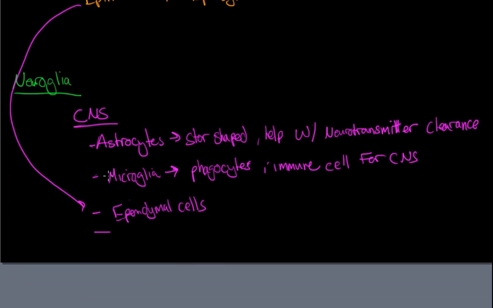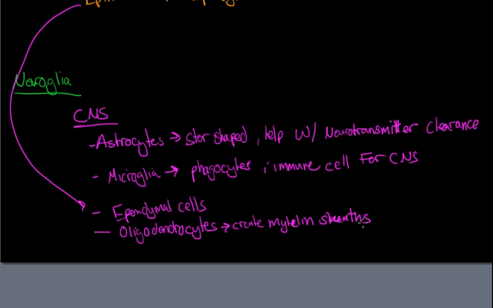And then oligodendrocytes, which create myelin sheaths for the CNS.